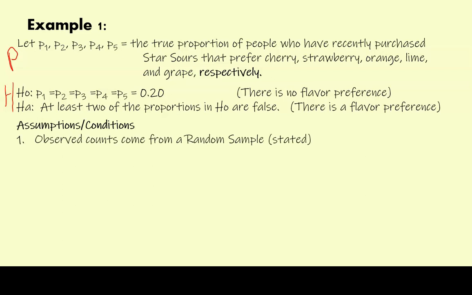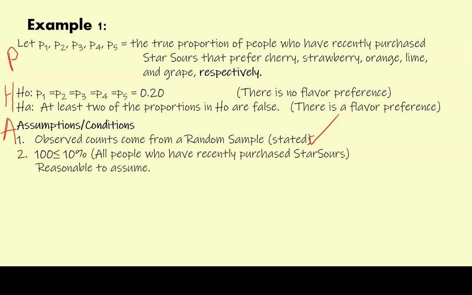All right, now it's time to check those assumptions. So my assumptions for inference here. Observed counts do come from a random sample. That was stated in the original problem prompt. Check. Is 100, which was my sample size, less than 10% of all people who have recently purchased Star Sours? I'm going to say that is reasonable to assume. I have no reason to believe that it is otherwise.